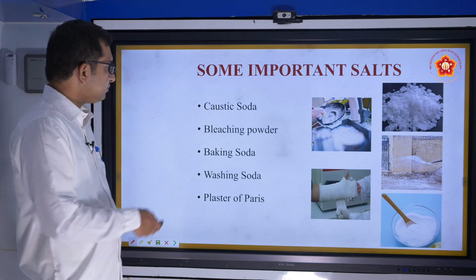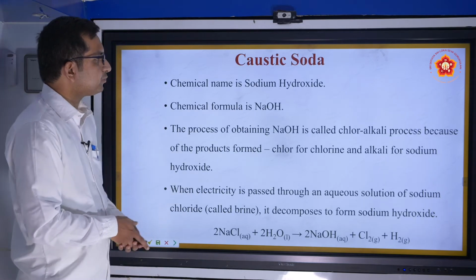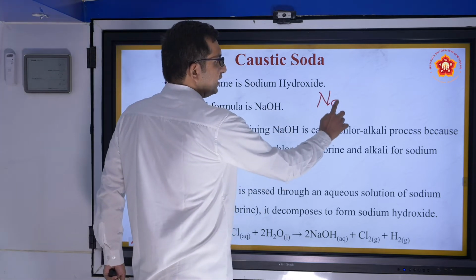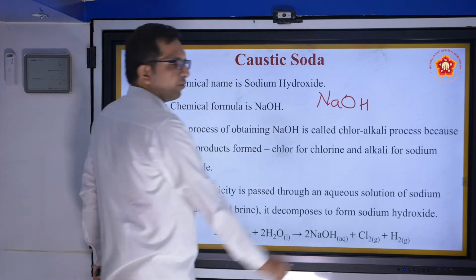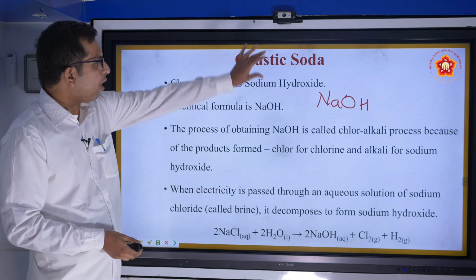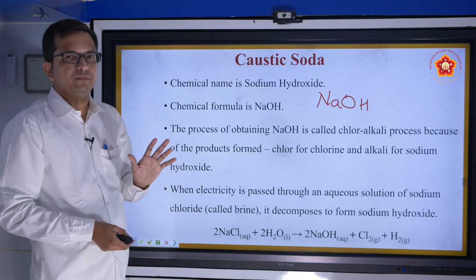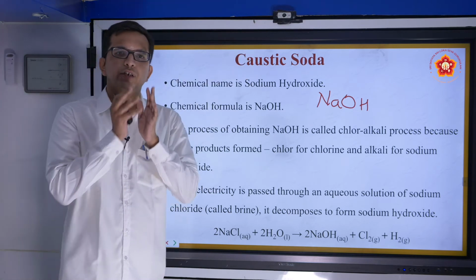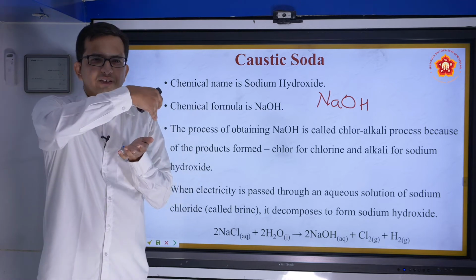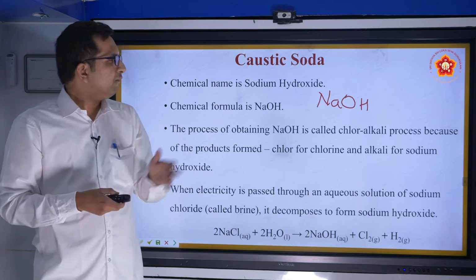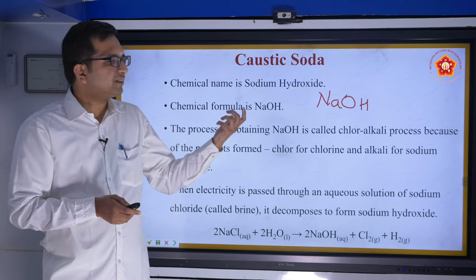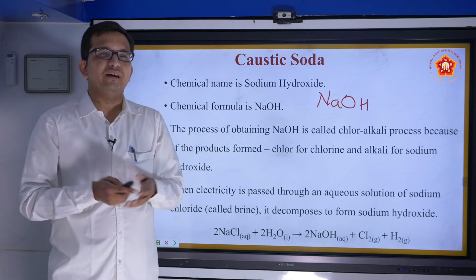So let's start with the first one, caustic soda. This is nothing but sodium hydroxide, NaOH. This is something we have been using for a long time for our various reactions. The common name that we call it is caustic soda. Now in this we have 2 segments: common naming and IUPAC naming. IUPAC naming is a systematic procedure that is followed, whereas common naming is not like that. It is dependent on the names given where it is used in large quantity.